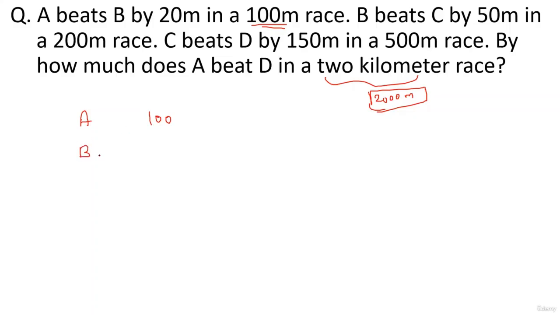Okay, that means B will cover 20 meters less, which will be 80 meters, right? From here you can find out the ratio of their speeds. 0, 0 gone. You can cancel out a 2. It will be 5/4. Okay. Similarly, you can find out the ratio of speeds of B and C.